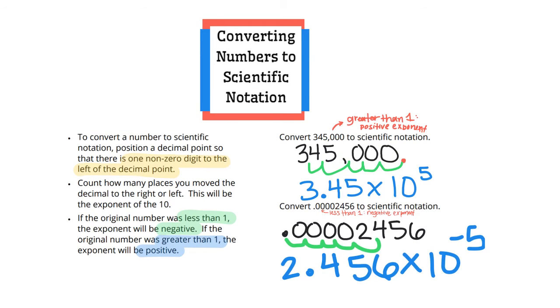So to summarize, I can only have one non-zero digit to the left of my decimal point. I need to move my decimal point to the left or to the right to get that done.